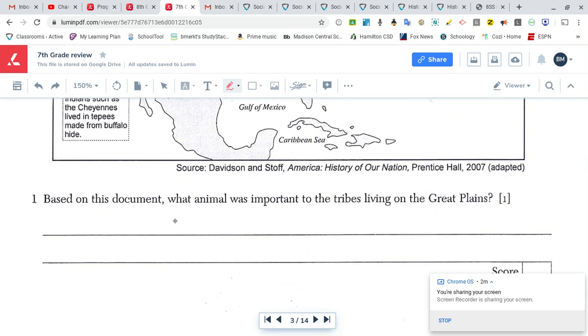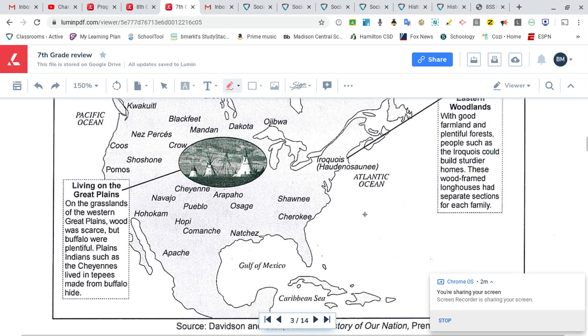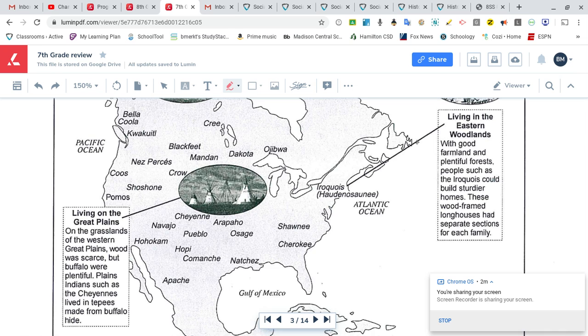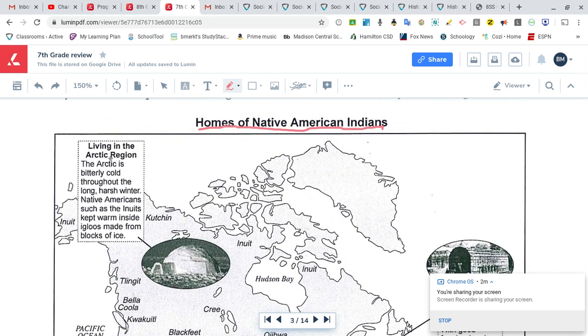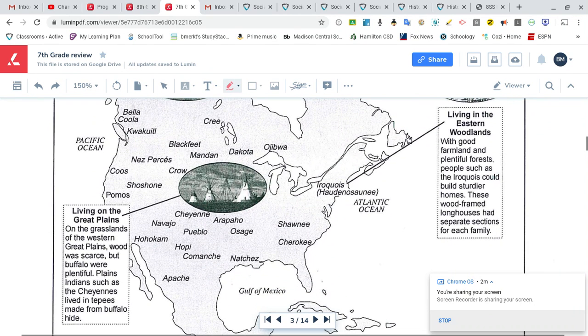So question number 1, based on the document, what animal was important to the tribes living on the Great Plains? So we have to find the Great Plains. How do we do that? If you don't know where the Great Plains are, look at the titles here. These are the eastern woodlands up here. This is the Arctic region. And then if you read the last one, here are the Great Plains, right here.